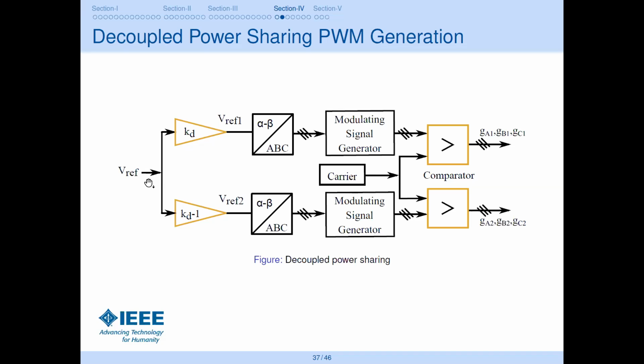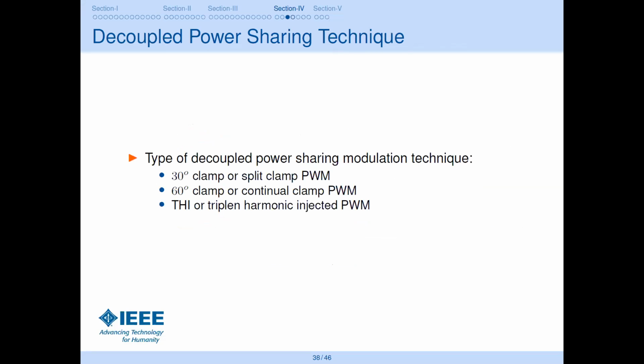You have a reference voltage and you divide it in two equal halves, and you can use again as KD and KD minus 1, and these are divided in two equal halves, and you convert into a modulating signal generator, whatever you want to use. You can have a triple harmonic injected, you can have a discontinuous PWM as well, and the comparison logic is the same because you already divided the modulating wave into two different halves, and that will generate your PWM pulses for each inverter. So that's what I just mentioned before.